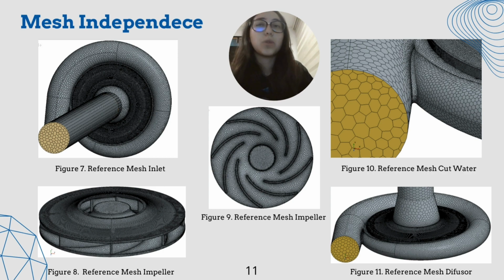After we decided what the best mesh was, we kept using the program Star-CCM+ and found the next results. We can see the mesh in the volute, in the diffuser, in the impeller, and finally in the inlet, which is the same as the outlet.